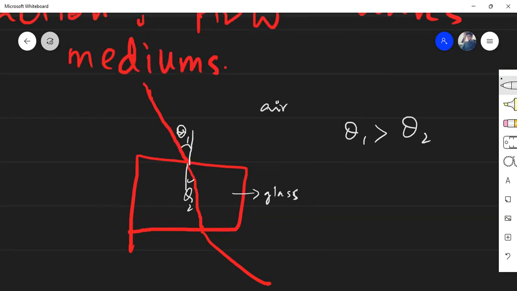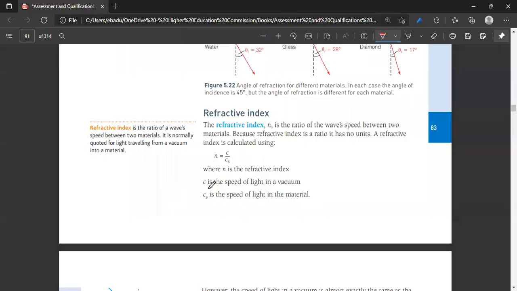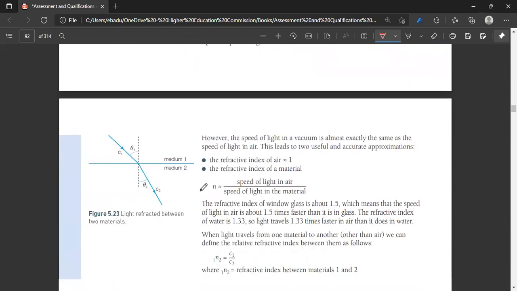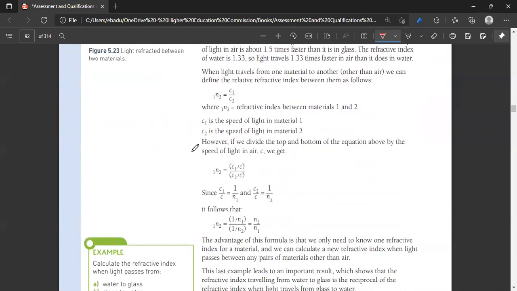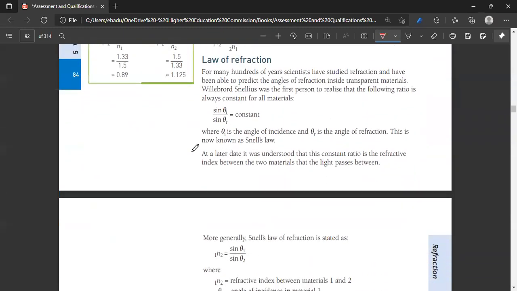There are some calculations and equations that you probably studied as well. The number one thing is the refractive index. The refractive index is commonly used in the industry to describe materials, especially in optics, where you see objects labeled with how much the refractive index is. So I think this is it.